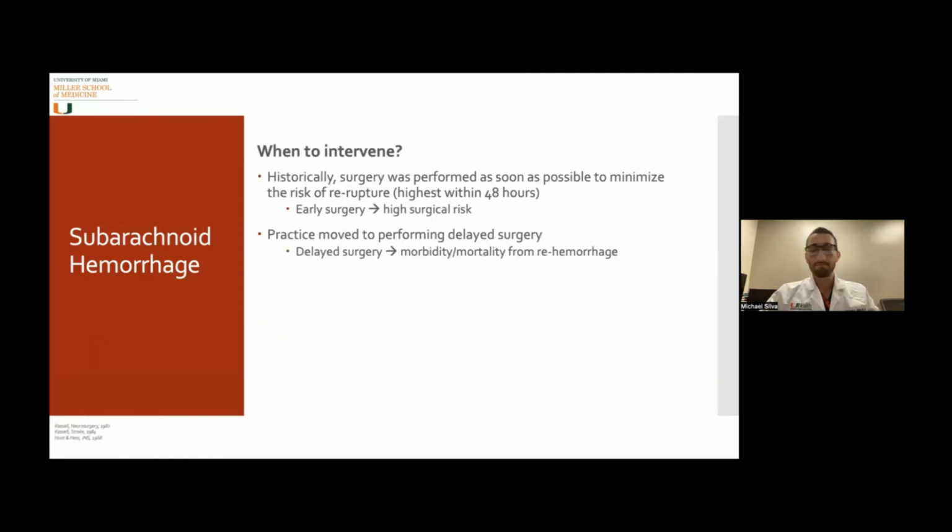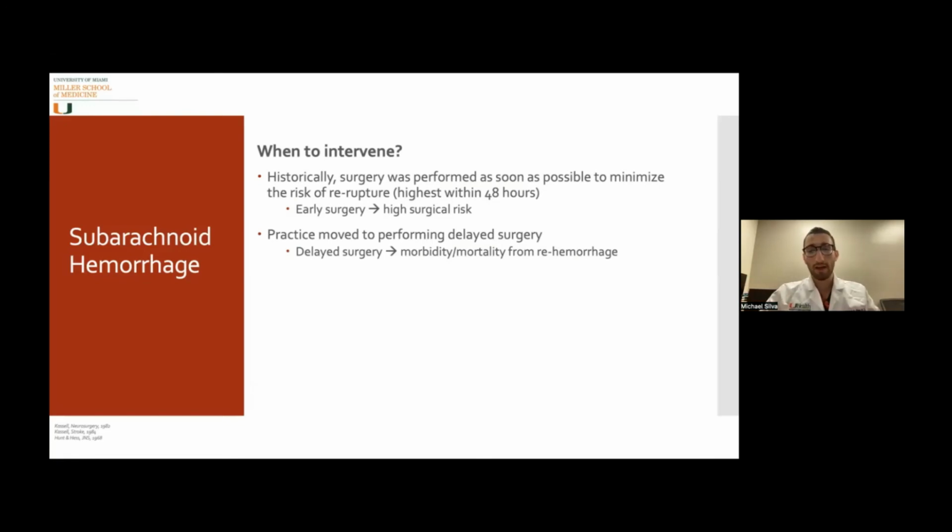So, an important discussion is the history of when neurosurgeons have intervened for subarachnoid hemorrhage and ruptured aneurysm. Historically, the idea was that the major risk for these patients, and this is true, is that there is a re-rupture event in the immediate post-hemorrhage period.